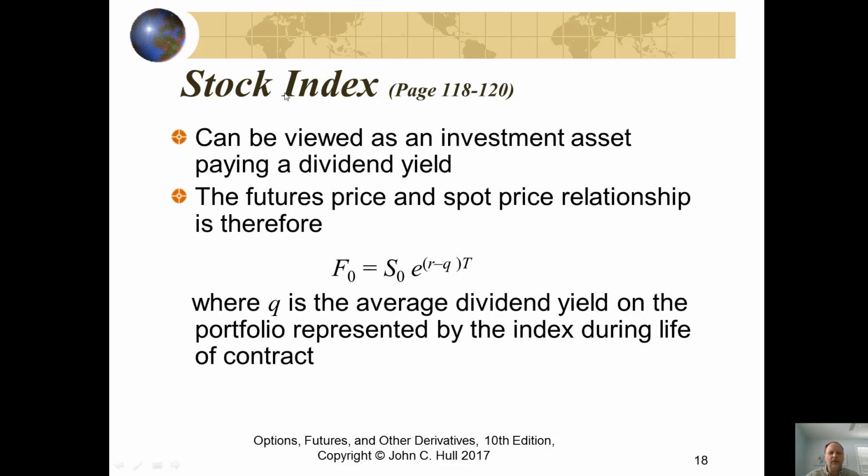How about a stock index future? Well, it can be viewed as an investment asset paying a dividend yield. For example, the S&P 500, I think now, pays about 1.5% dividend yield. So the future price and the spot price relationship is therefore F naught equals S naught e to the risk-free rate minus the dividend yield, for example, on the S&P 500, times T, the time of expiration of the forward, and Q is the average dividend yield on the portfolio, represented by the index of the contract.